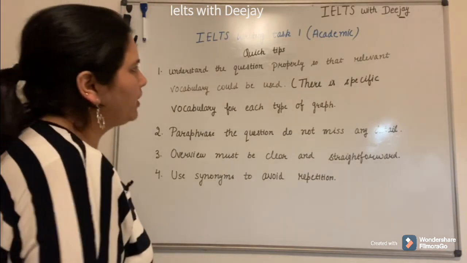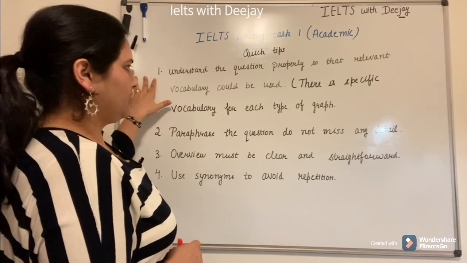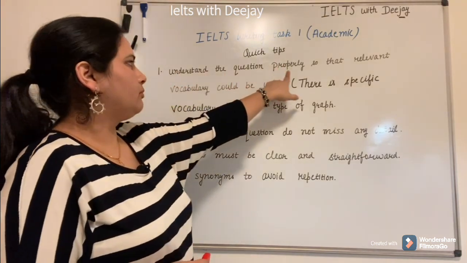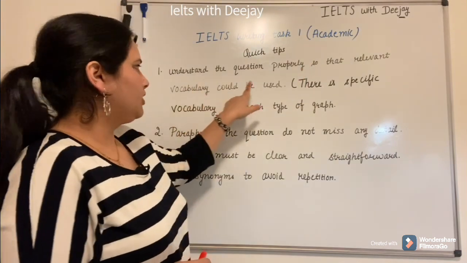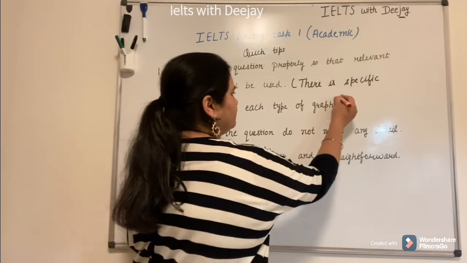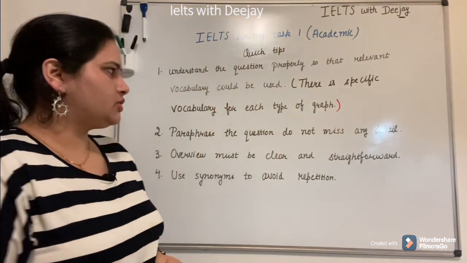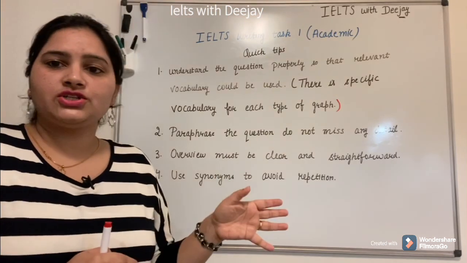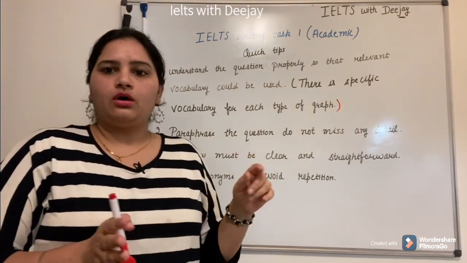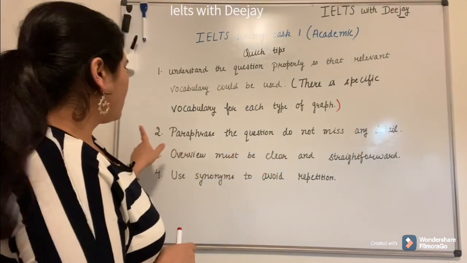It's time for the quick tips now. These are the tips that you must follow. Understand the question properly so that relevant vocabulary could be used. There is specific vocabulary for each type of graph. Each type of graph has different vocabulary that you should use. Like if there is pie chart, you will use different vocabulary. If there is line or there is a picture, then you will use different vocabulary.